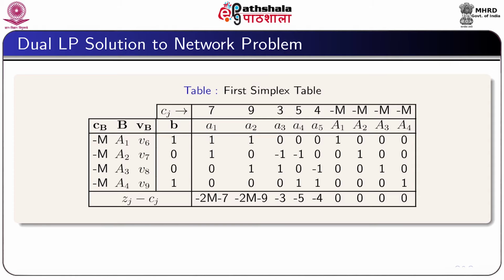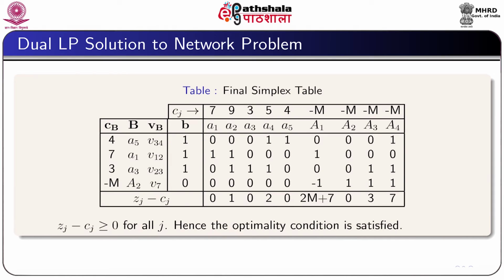In the first iteration, we see that the vectors a1, a2, a3, a4 are forming the basis, and from the values of zj minus cj, we see that a2 is the entering vector, and proceeding similarly as we already did in simplex, we can find the departing vector, and finally we could reach the final iteration. Here in the basis we have the variables v34, v12, v23 and v7. Since zj minus cj values are all non-negative, we can claim that the optimality condition has been satisfied.